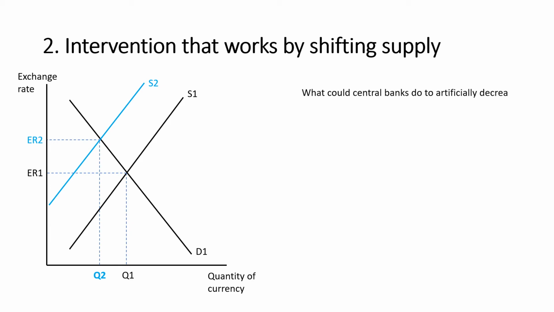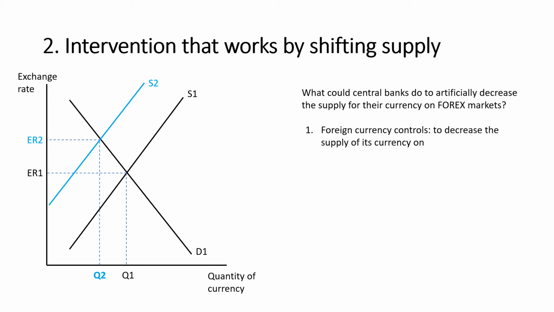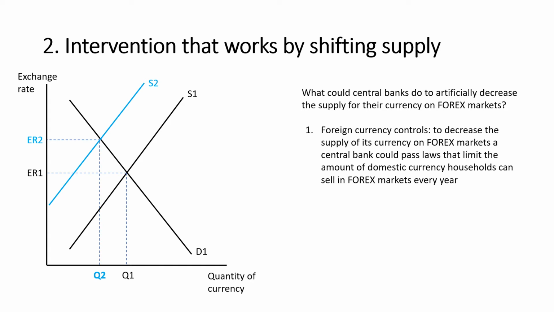So what could central banks do to artificially decrease the supply of their own currency on forex markets? Well, the first thing is that the government could introduce foreign currency controls. Foreign currency controls are laws that prevent or restrict the amount of sterling that UK nationals are allowed to sell into forex markets every year. So if you reduce the amount of sterling people can sell, that will decrease the supply of sterling and force the exchange rate up. This might sound far-fetched, but this even happened in Britain in the 1970s.